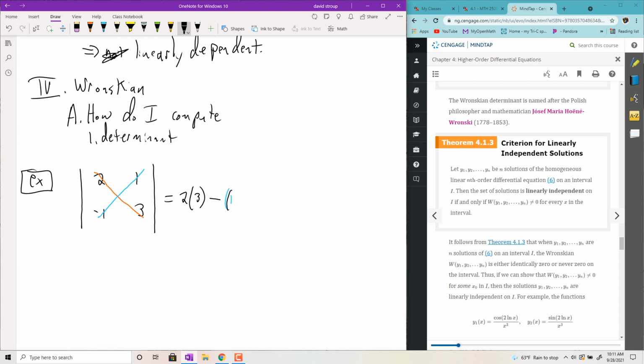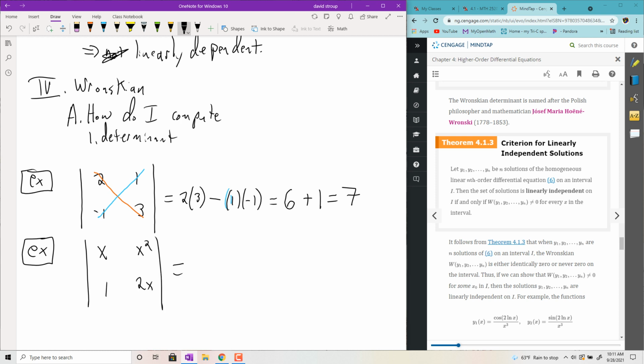Whoops, let me go back to black. 1 times -1. I think the appendix in the back of the book will show you how to do determinants if you're still not on board by the end of this exploration. So anyways, we got 6 minus -1, which would be +1, which is 7. Okay. You could do determinants with functions. So you say you have x and then 1 and then x squared and 2x. The determinant of that thing will be x times 2x, which is 2x squared minus, so it's always minus, x squared times 1. So x squared times 1 is just x squared. So 2x squared minus x squared is x squared.